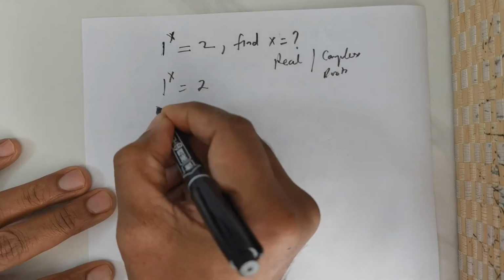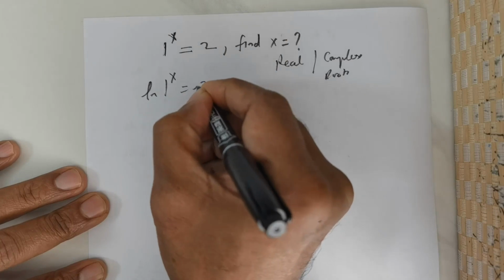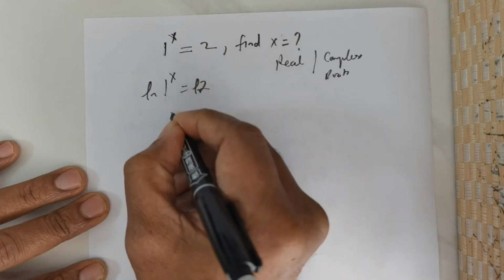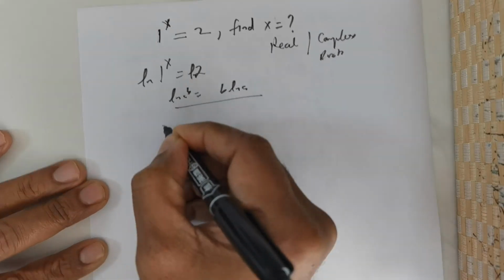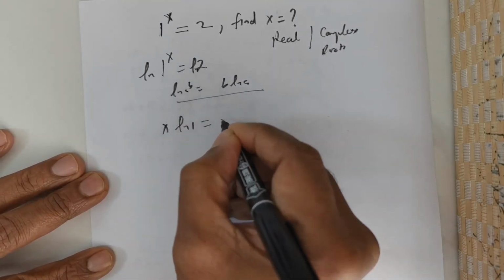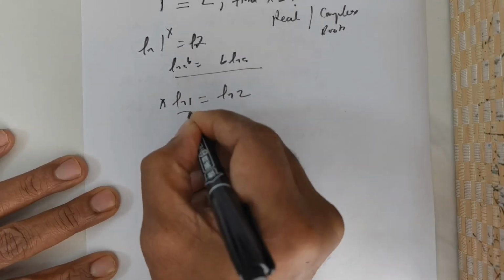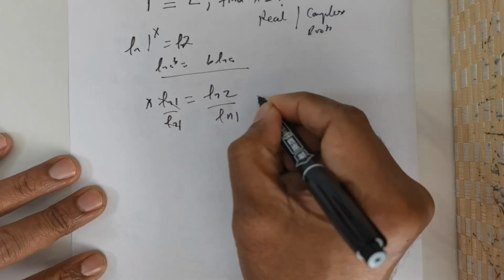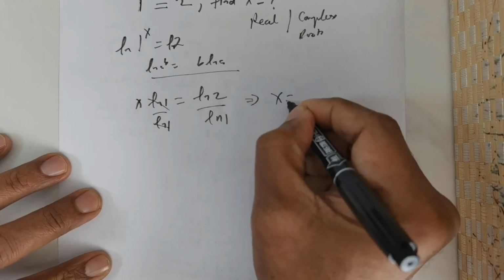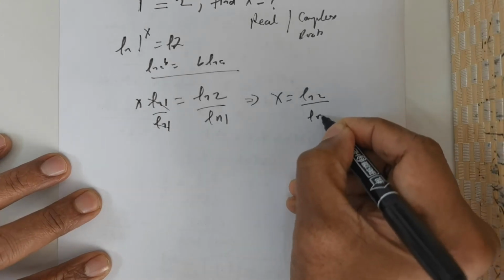Let us consider 1 raised to the power of x is equal to 2 and let us take ln on both sides. Then we know that ln a raised to the power of b is equal to b times ln a. So this is going to be x times ln 1 is equal to ln 2. Then they will divide both sides by ln 1 and cancel this and state that x is equal to ln 2 divided by ln 1.